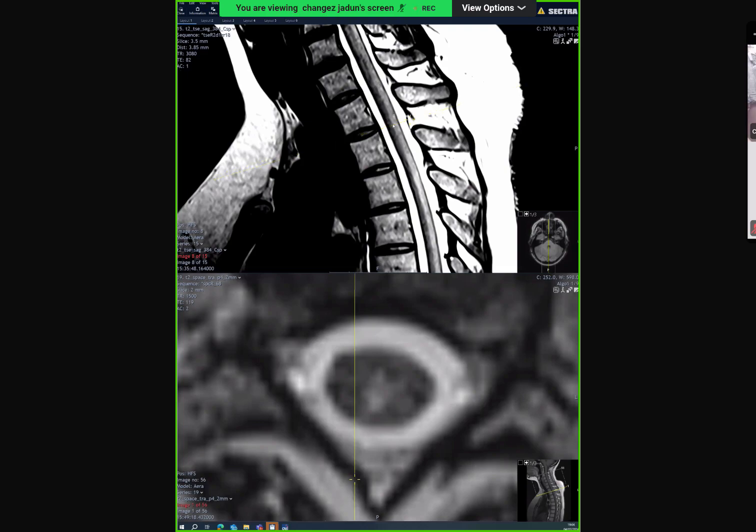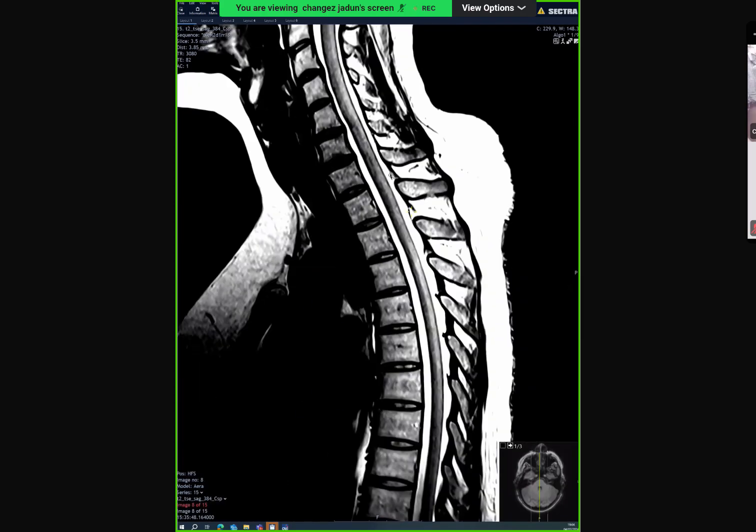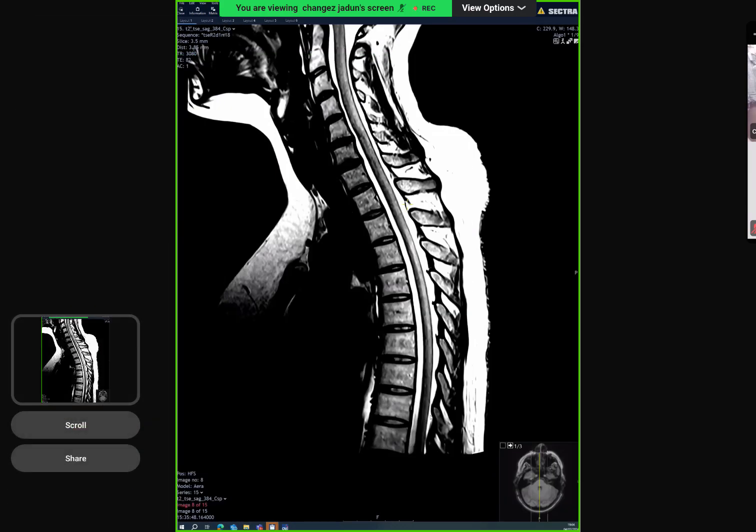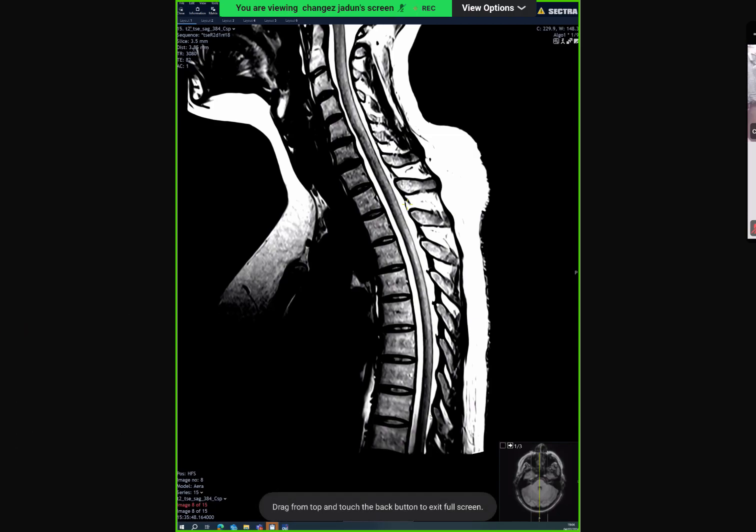This is a very long segment involvement, right from the cervical down into the dorsal. So much of long segment is not usually that of transverse myelitis or ischemia, especially the dorsal side. The dorsal column involvement is that of a B12 deficiency, subacute combined degeneration of the cord, and this is a classical picture.